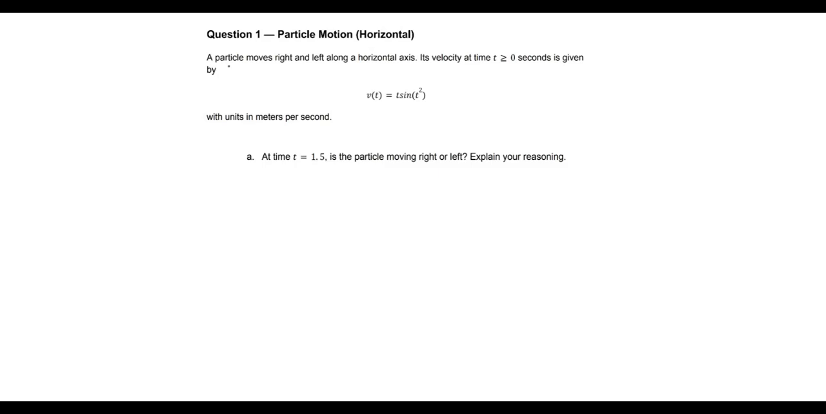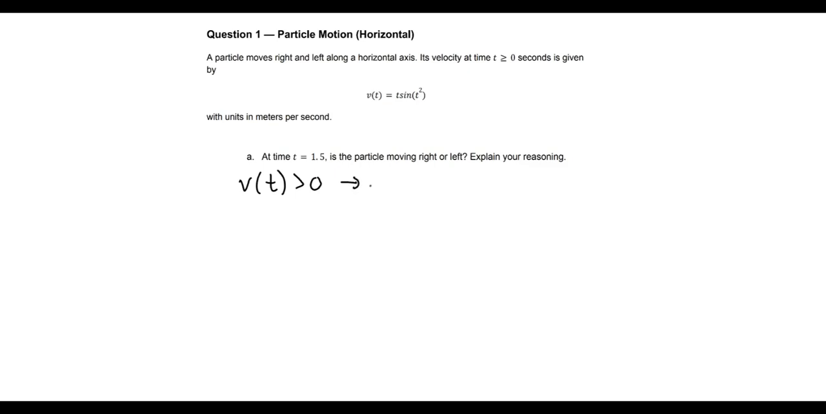Question 1 says, a particle moves right and left along a horizontal axis. Its velocity at time t greater than or equal to 0 seconds is given by this equation here, with units in meters per second. At time t equals 1.5, is the particle moving right or left? Explain your reasoning. Well, believe it or not, this is pretty simple if you know what you're doing.